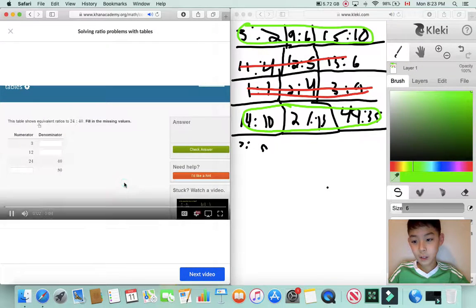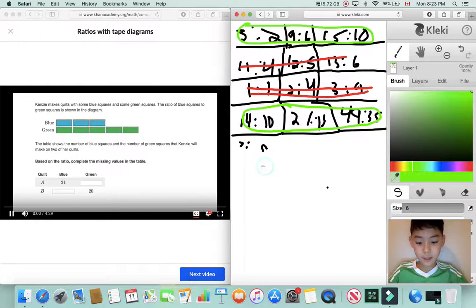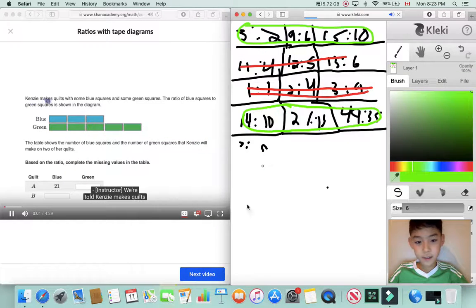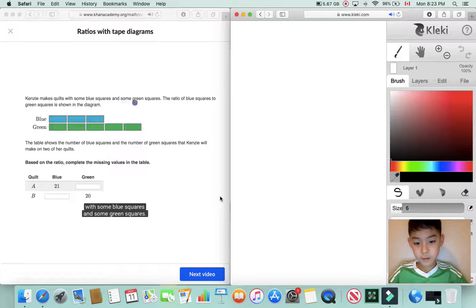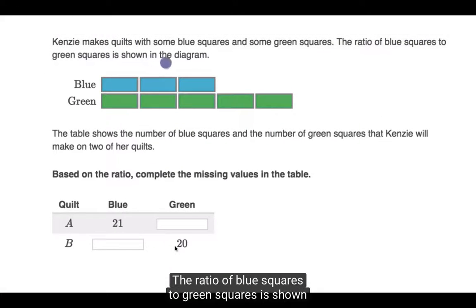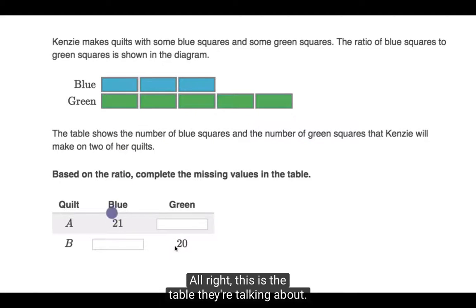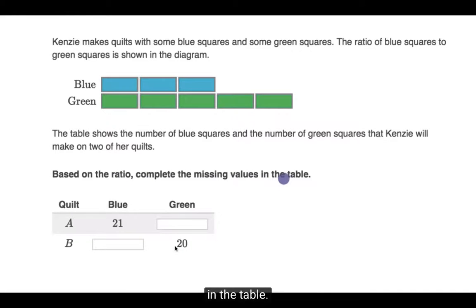We're told this table shows... this thing just restarted somehow. Okay, this is my last one. We're told Kenzie makes quilts with some blue squares and some green squares. The ratio of blue squares to green squares is shown in the diagram. The table shows the number of blue squares and the number of green squares that Kenzie will make on 2 of her quilts. All right, this is the table they're talking about. Based on the ratio, complete the missing values in the table. So why don't you pause this video and see if you can figure it out.